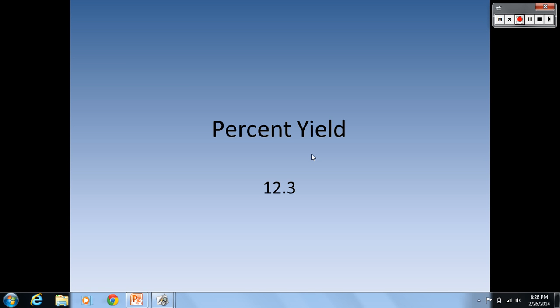These are notes on percent yield, which is chapter 12.3 in your book. And I think most of you are going to find this concept to be pretty obvious and to make a lot of sense. The challenge is there's a lot of information that we've learned in the past few days, in the past few weeks, and you kind of have to put it all together. So while this piece might be easy, getting there for some of you is still going to be a little bit of a challenge.